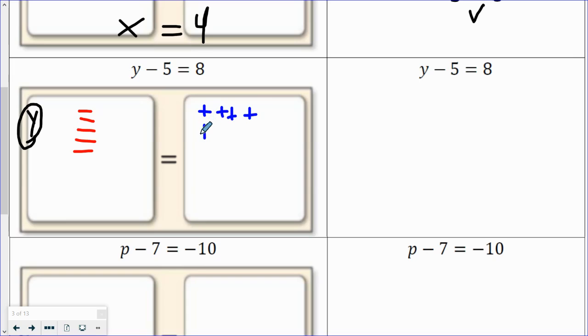4, 5, 6, 7, and 8. Well, what's the opposite of our negatives? Well, a positive, right? That's the only way we can zero them out.